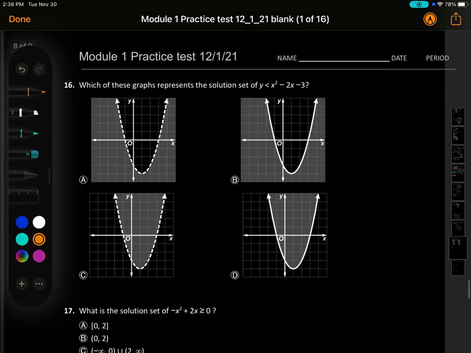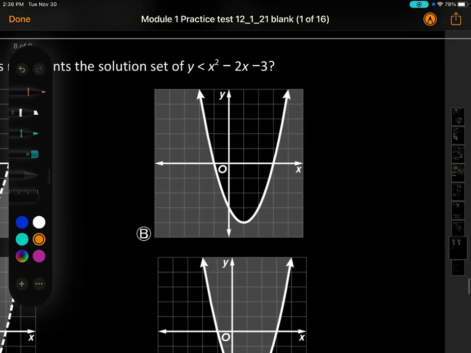Number 16. Which of these graphs represents the solution set? Okay, so you can factor it. Let's see if it factors.